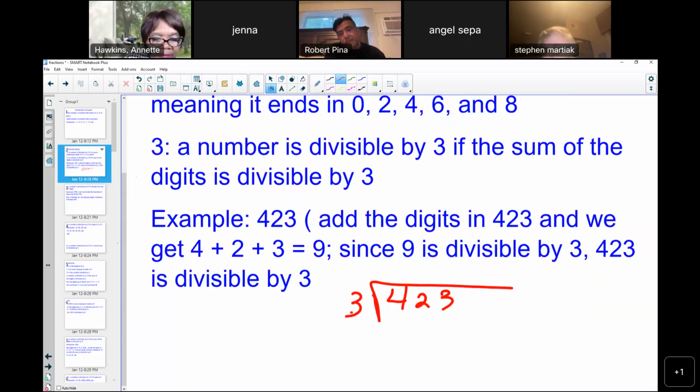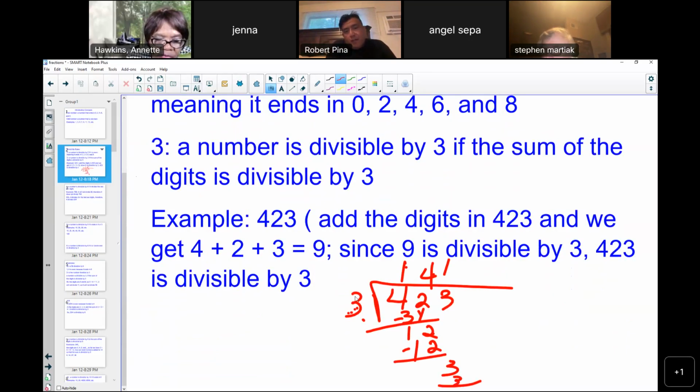So 3 would divide 4 one time. 1 times 3 is 3. Subtract. 3 would divide 12 4 times. 4 times 3 is 12. And 3 divides 3 one time. 1 times 3 is 3. So 3 goes into 423 141 times. Okay?